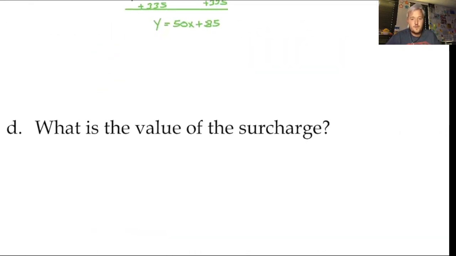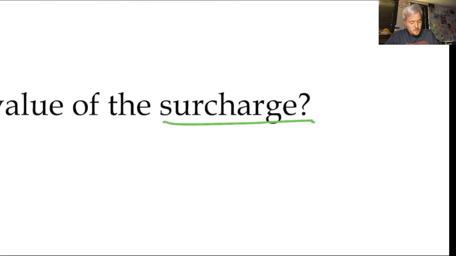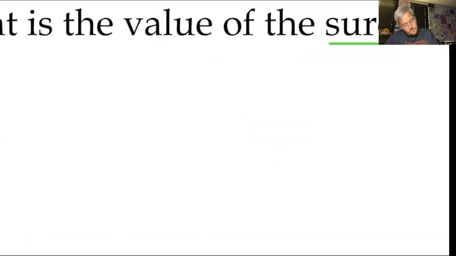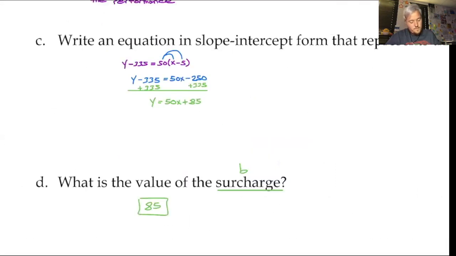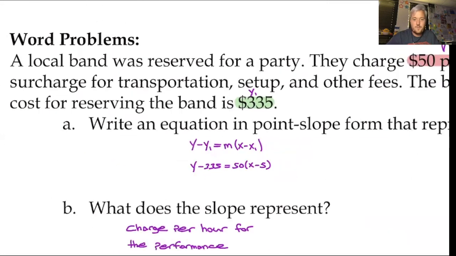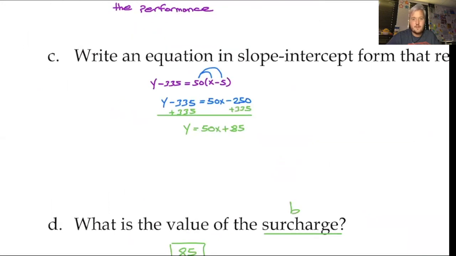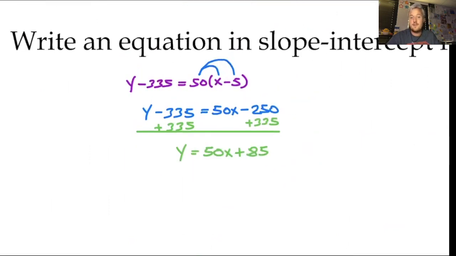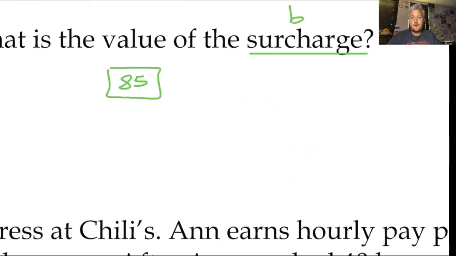And now they want to find the value of the surcharge. Remember they were saying $50 per hour plus a surcharge. So the surcharge is just the b value. So our surcharge here is 85. So keep in mind, these are what we call domino problems. If you mess up part A and you get the wrong equation for point slope form, then the rest of it is going to fall flat. If you don't have the right equation for part A, you're going to convert the wrong equation and then you're going to have the wrong surcharge. So be very careful with part A.